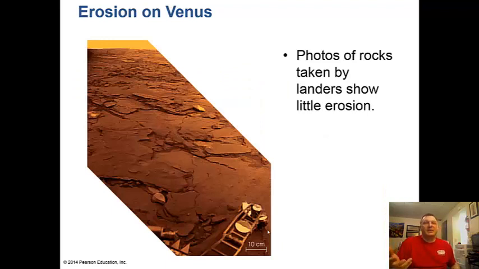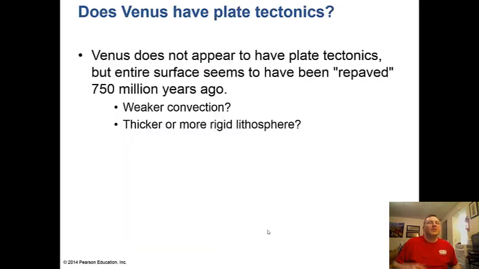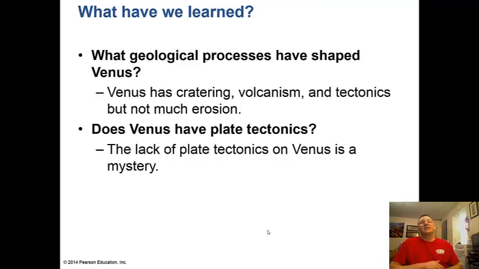Here's a picture from the Russian spacecraft Venera 1. The rocks show little erosion because of the atmosphere. So we know that Venus does not appear to have plate tectonics, but the entire surface seems to have been completely resurfaced and repaved in the last 750 million years, maybe because of the lithosphere changing or some weaker convection in the surface. So we know that Venus does have cratering, volcanism, and tectonics, but not much erosion because of that thick atmosphere. The lack of plate tectonics on Venus is a mystery to us at this time.